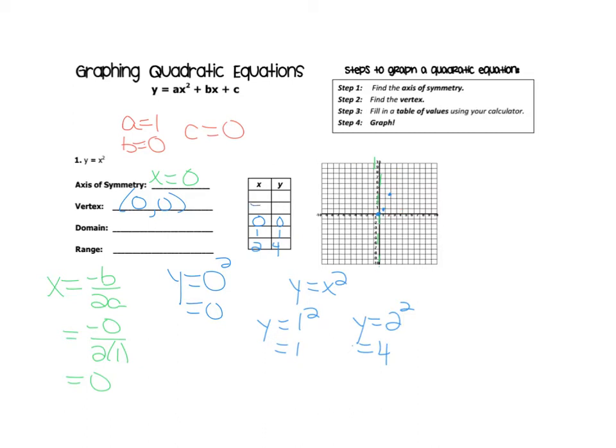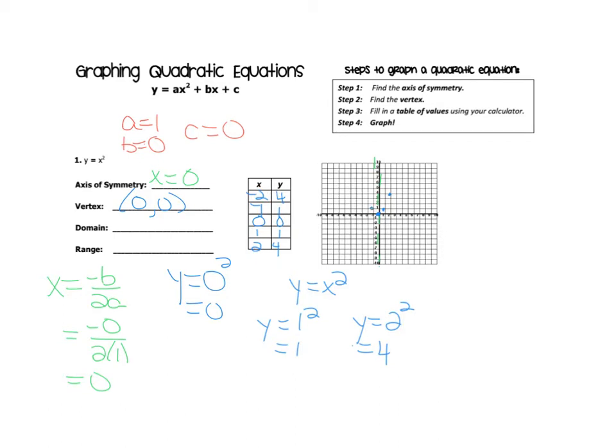So on the other side of 0, I have negative 1, negative 2, but the y values on the other side of the vertex have to match. So this is going to be 1, this is going to be 4. Your y table, once you have the vertex, the y side should be symmetrical. 0, 1, 4, 0, 1, 4. This should be symmetrical, and that will help you graph.